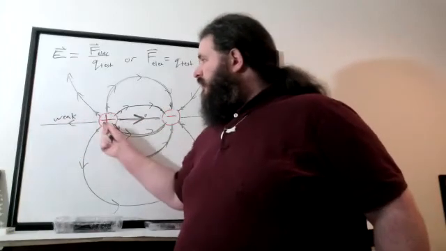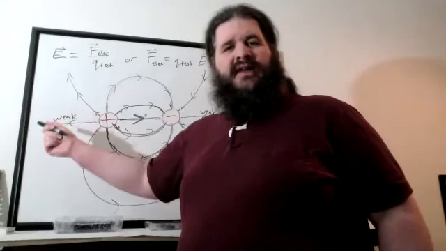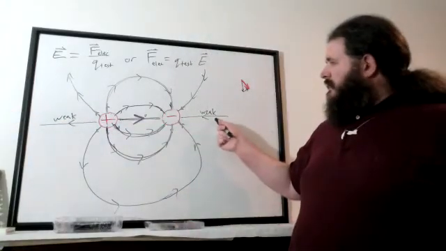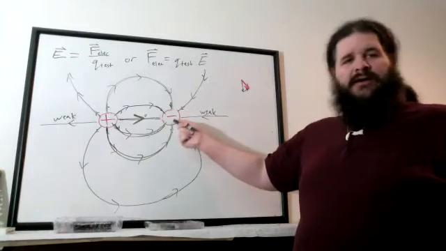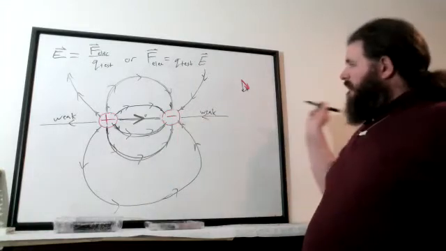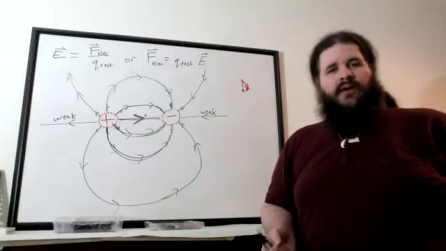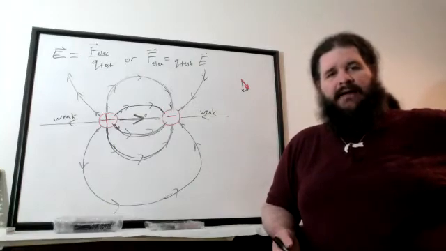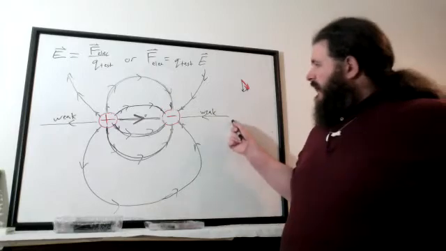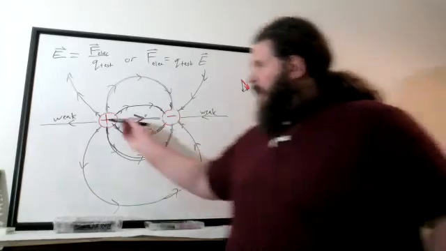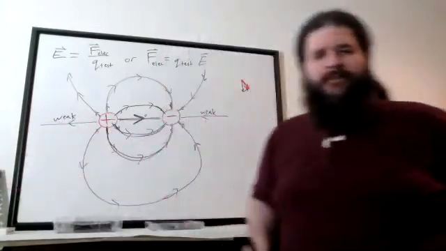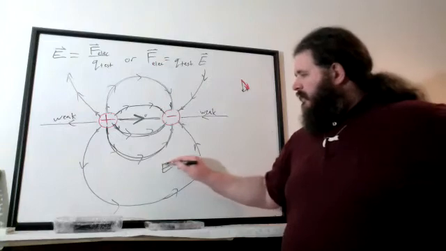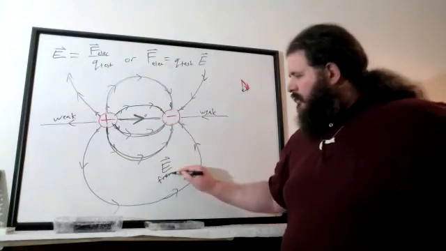So this one starts at a positive charge, but instead of ending at a negative charge, it goes out to infinity. Likewise, this field line does end at a negative charge, but instead of starting at a positive charge, it's coming in from infinity. So every field line starts either at a positive charge or coming in from infinitely far away, and either ends at a negative source charge or keeps going out to infinity. But this would be the characteristic shape of the electric field from a dipole.